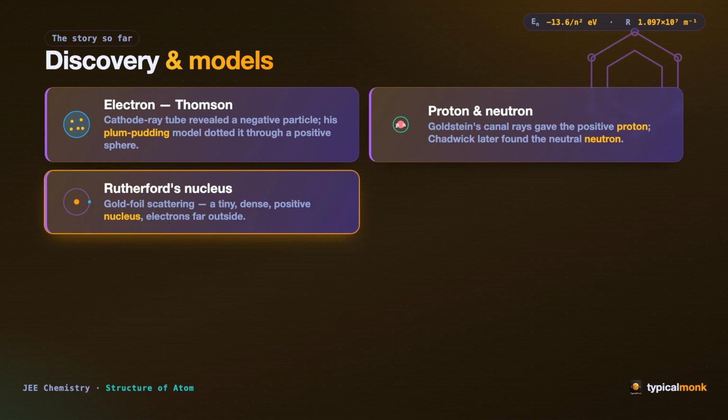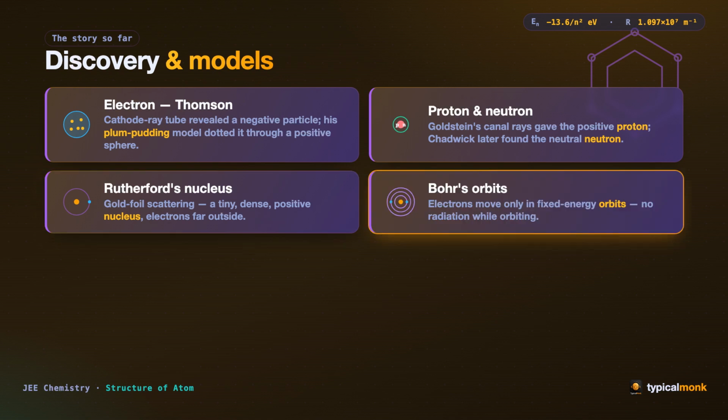Most sailed straight through, but a few bounced sharply back, as if they had struck something tiny and hard. David said it felt like firing bullets at tissue paper, and having one come back at you. Rutherford concluded the atom has a tiny, dense, positive nucleus at its center, with the electrons far outside. The pudding was gone.